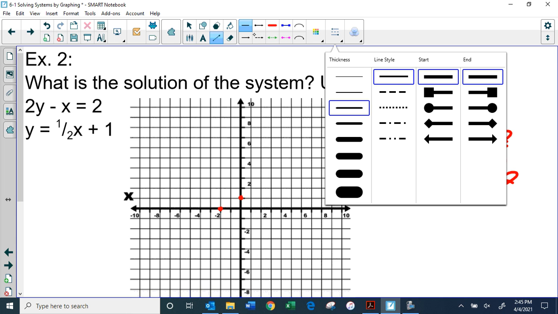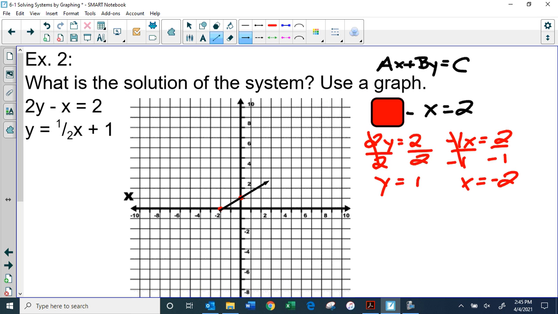Click the wrong thing. No, I want this. So, let's see, 1 over 2. Hopefully that's enough. My line jumped on me. Sorry, I'm gonna get it perfect. Let me extend this out. Put my arrows on the end. All right, so that's the first one.